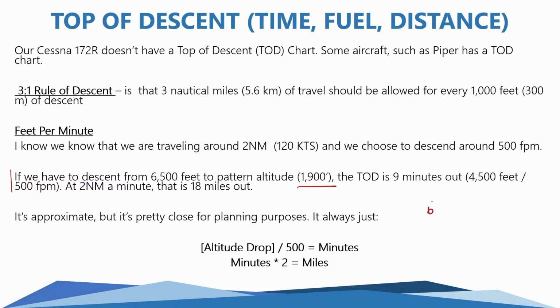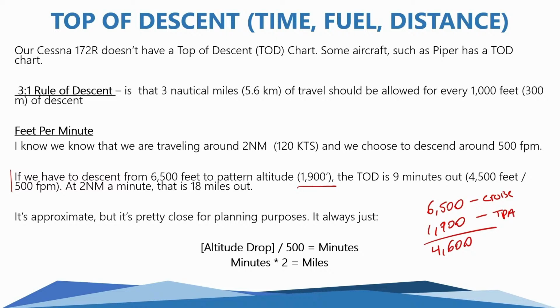But all you do is you figure out the altitude you're at and the one that you're going to be going to. I'll do 1,900 so I can actually give you guys the right example. And just figure out what is the altitude that you need to lose. Okay, so in this example, we basically need to lose a total of 4,600 feet. So in order to get from our cruise, which is here, to our traffic pattern altitude at Paso Robles, we need to lose 4,600 feet.